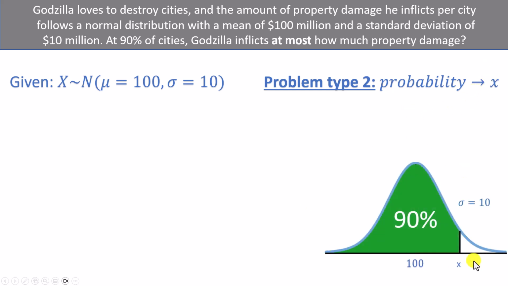So the first thing I would do is probably draw out the picture. And in this case, they say at 90% of cities, he inflicts at most how much damage. So that's going to be a value for x such that 90% of the time it's something lower. So this is a pretty high value for x, right? And the first thing you're going to want to do is use the inverse norm function on the calculator to basically find the z-score corresponding to that cutoff.